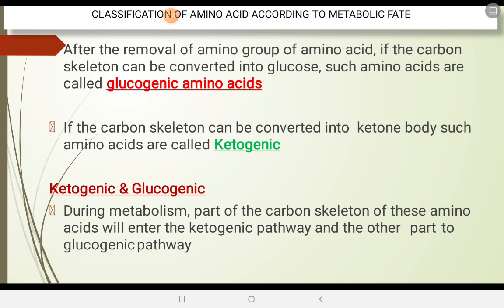glucogenic. During metabolism, part of the carbon skeleton of these amino acids will enter the ketogenic pathway and the other part the glucogenic pathway. Okay, so there are three groups: glucogenic amino acids, ketogenic amino acids, and amino acids with both ketogenic and glucogenic properties. Okay, metabolic fate.